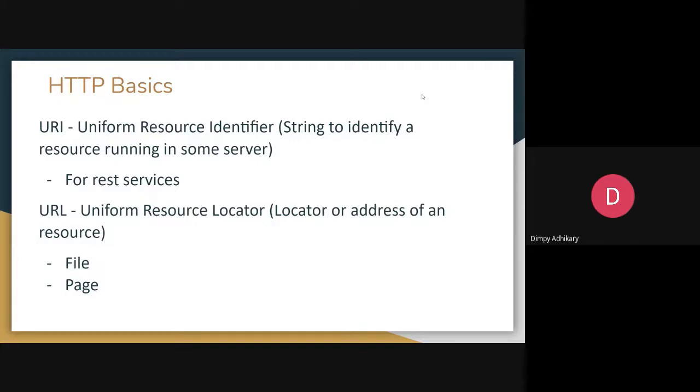There is a similarity between URL and URI. So URI's full form is Uniform Resource Identifier. So how is a URI actually different from a URL? Basically, a URI you can consider a string to identify a resource running on some server. Now when a URL points to a physical resource, like static resources such as files and pages, a URI points to a virtual or logical resource. So for example, you might have created a database of users, right?